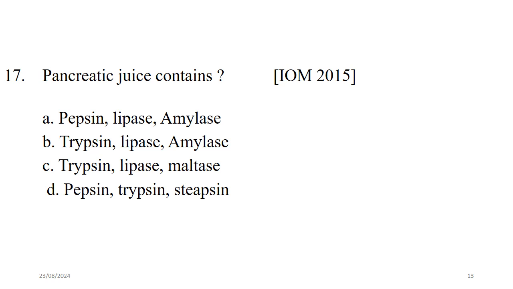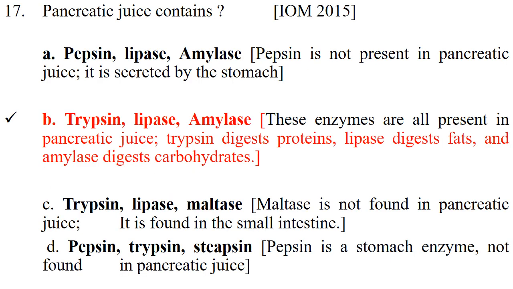Question number 17. Pancreatic juice content. The options are A, pepsin, lipase, amylase, B, trypsin, lipase, amylase, C, trypsin, lipase, maltase, D, pepsin, trypsin, steapsin. The correct answer is option B, trypsin, lipase, and amylase. Because these enzymes are all present in pancreatic juice, trypsin digests protein, lipase digests fat, and amylase digests carbohydrate.